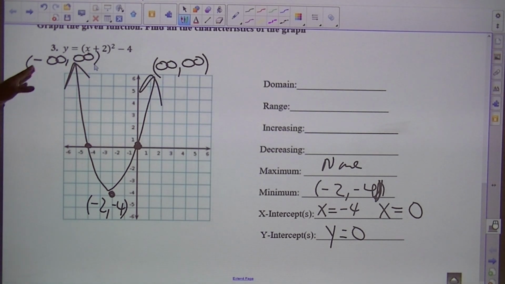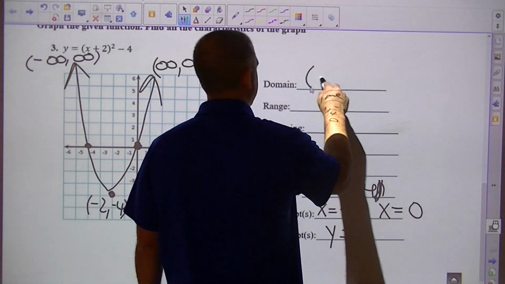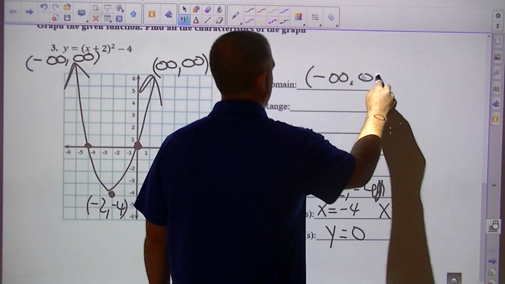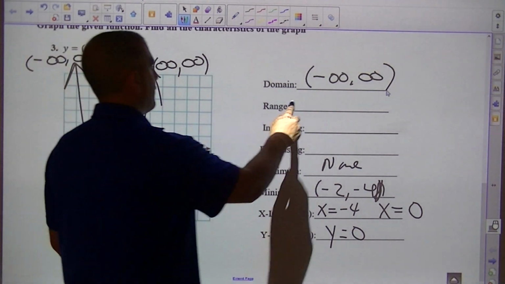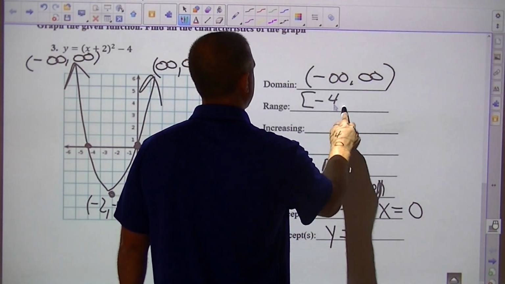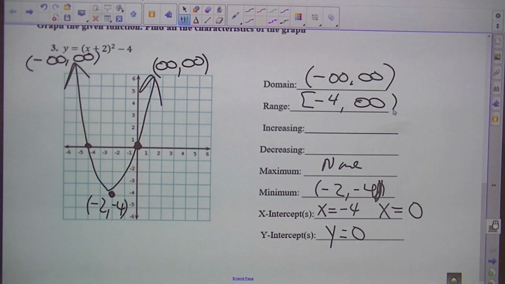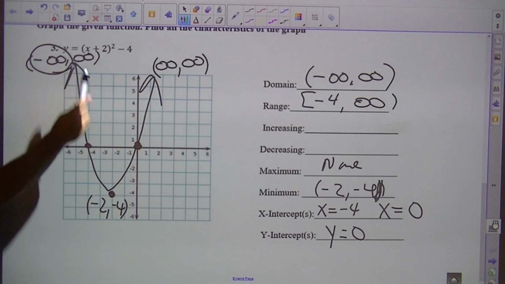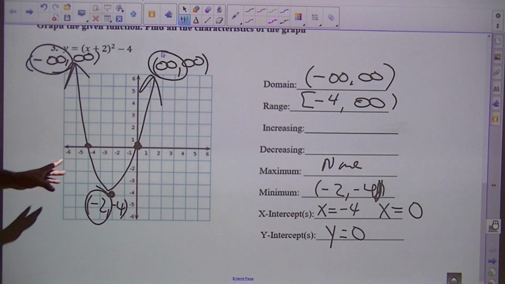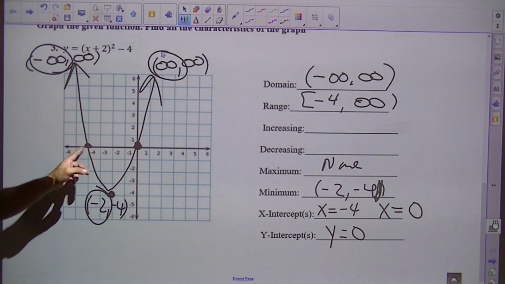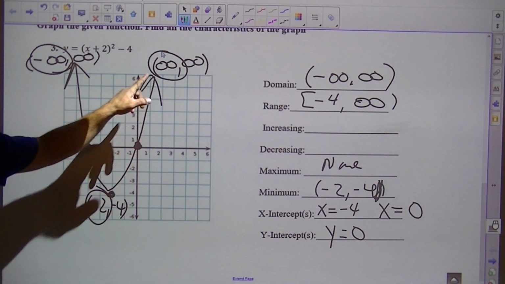Okay, so when I do domain, the smallest x value is -infinity, the biggest is positive infinity. Range, my smallest y value is -4. Since that is a point, it's a closed bracket, my biggest y value is infinity. Okay, increasing, decreasing. All I care about are these points. Okay, being very careful. You don't care about the x-intercepts.